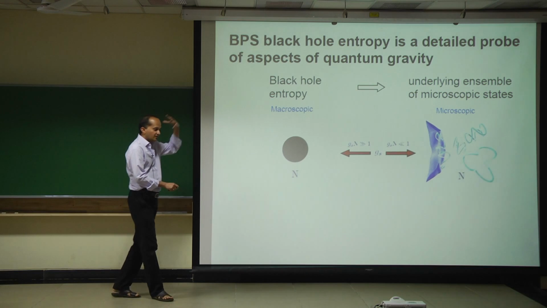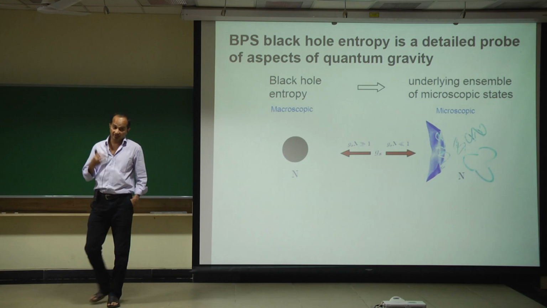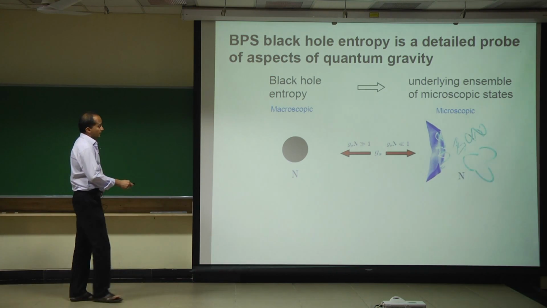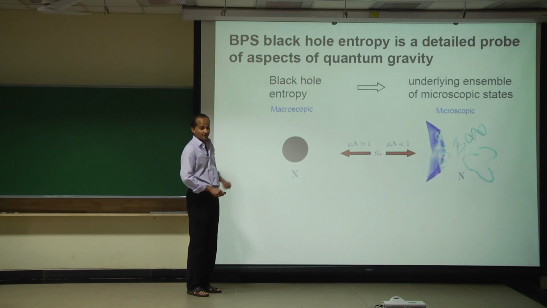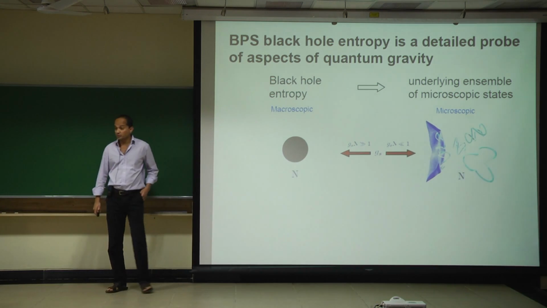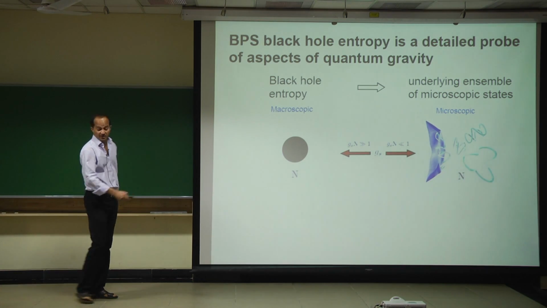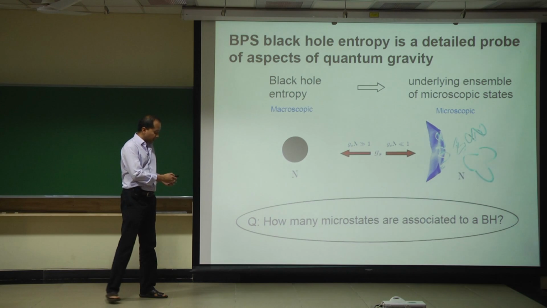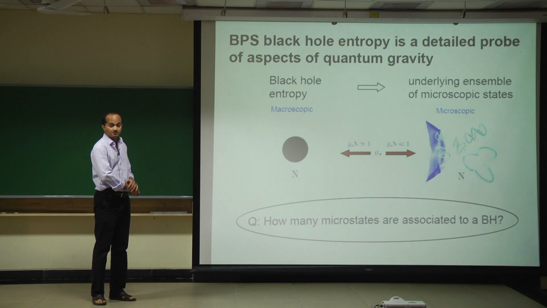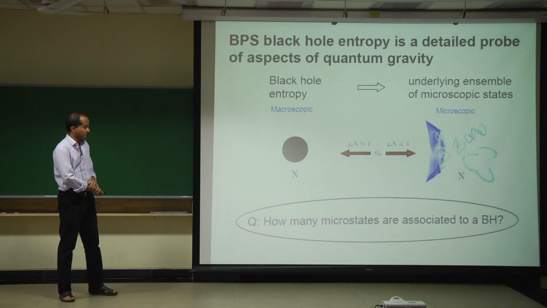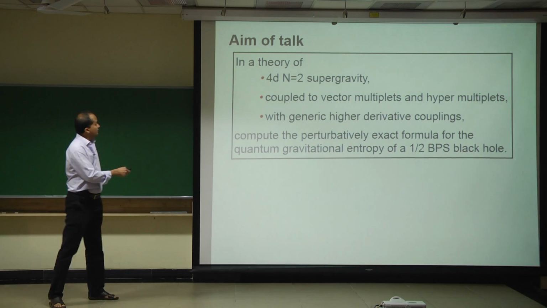But of course, the big question is to really understand the gravitational functional integral, to understand the degrees of freedom. And the hope is if we really do that, then we can also try to understand what the microstates are in situations where we don't know what they are yet. So one very concrete question for gravity is simply: how many microstates are associated to a given black hole? That's my aim.